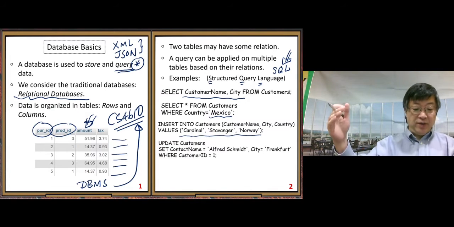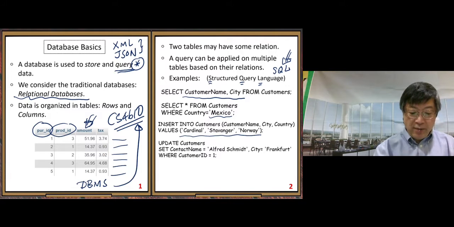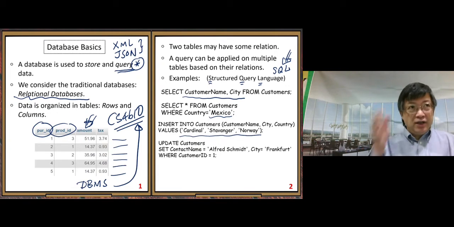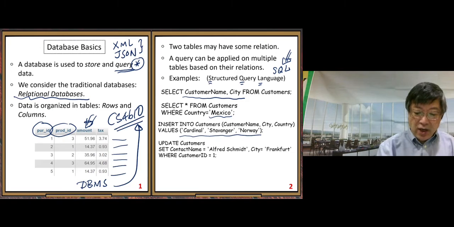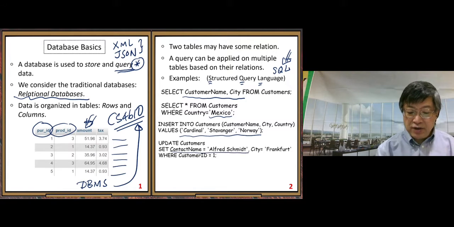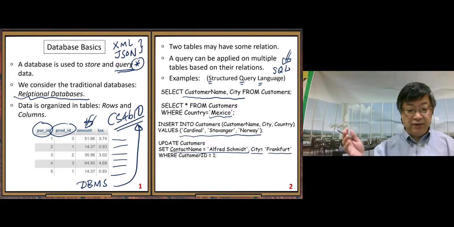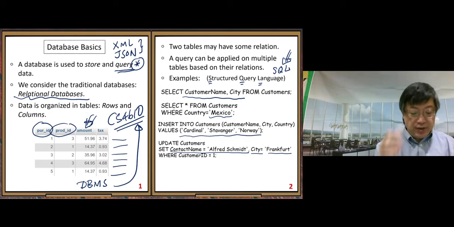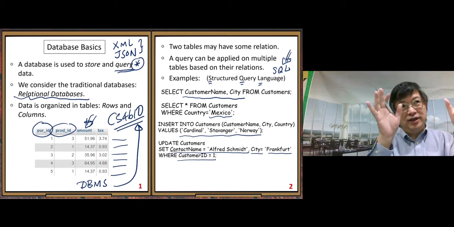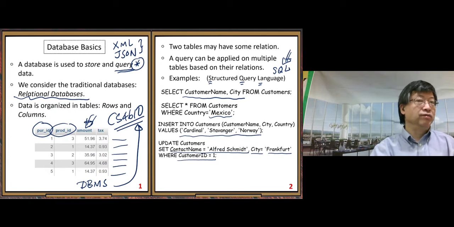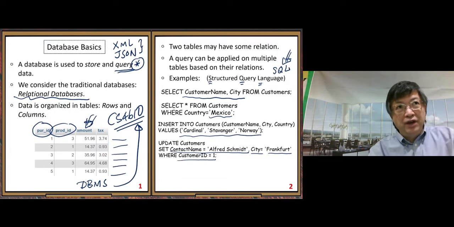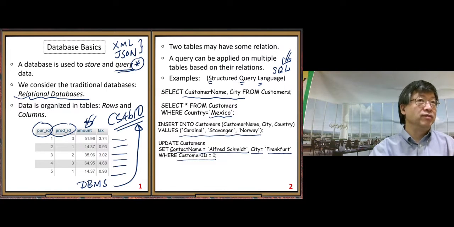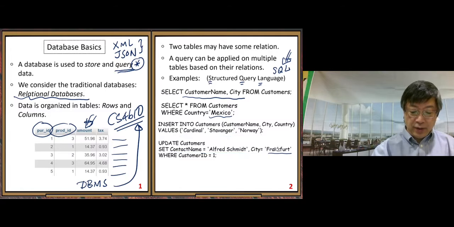Then the update statement. You update the table. How do you update? Set. Set customer name equals that value, comma, another field equals another value. Then you can specify a condition. Customer ID equals 1. So you can see it is pretty natural. You can use your natural language understanding to understand all these statements.